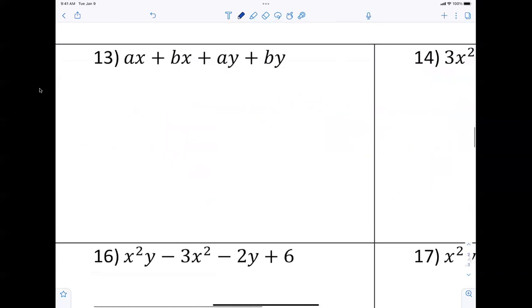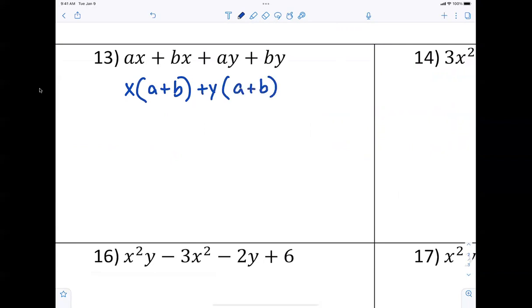Help me with 13. What's common? X. What's left? A plus B. What's common? A positive Y. What's left? A plus B. What's common? What's left behind? Yeah, simple, simple, and simple.